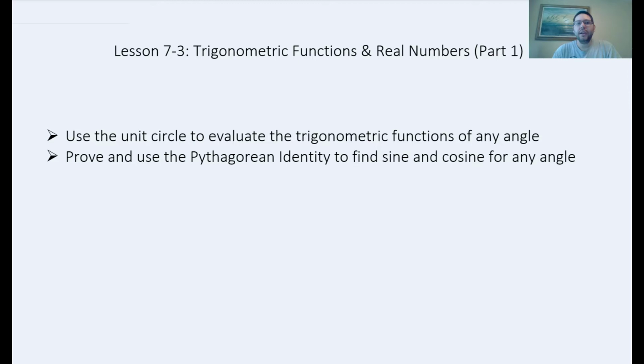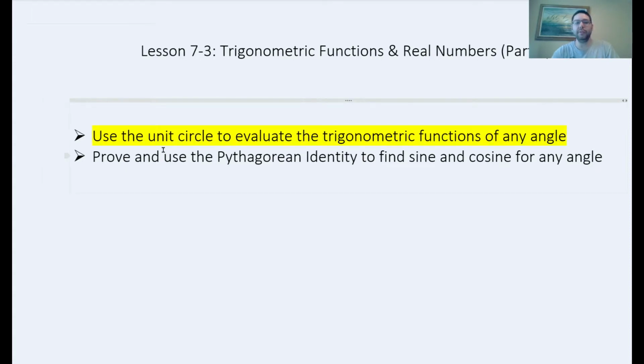The goals for the lesson in general are to use the unit circle to evaluate the trig functions for any angle, and to prove and use the Pythagorean identity to find sine and cosine for any angle. For this part, we are just focusing on using the unit circle to evaluate trig functions of any angle. Next part, we'll talk about proving and using the Pythagorean identity.